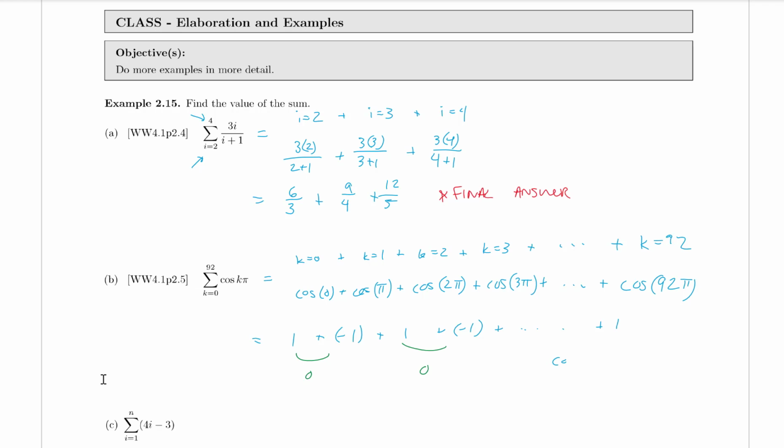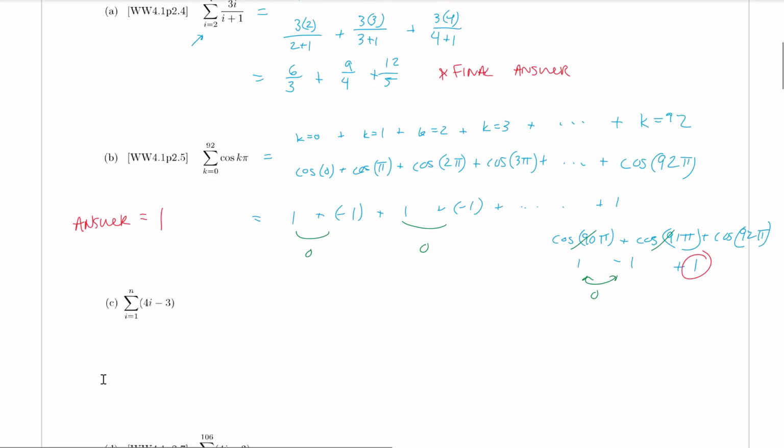We're going to have the cosine of 90 pi plus the cosine of 91 pi plus the cosine of 92 pi. And we're going to get a 1 minus 1 plus 1 here. So this is going to be our last 0 pair, the 90th and the 91st. And so every term zeroes out except for this very last one. And therefore, our answer is just 1. Yeah, that one's a trick. We're just going to use pattern recognition to complete part B.